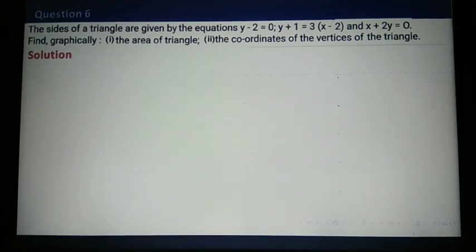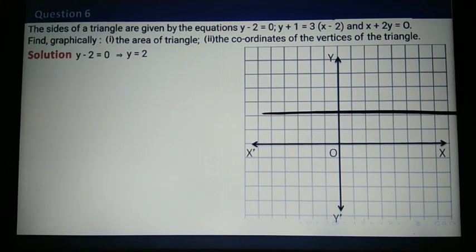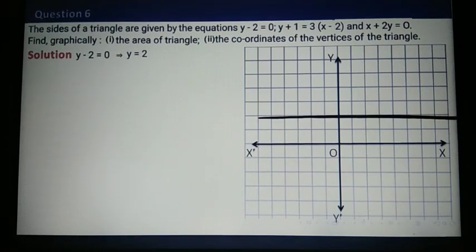So we'll take a graph paper first, draw the x-axis and y-axis, and the three equations will be taken one by one. The first equation is this one, so this can be written as y equals 2. Now we know that y equals 2 is a line parallel to the x-axis, lying at a distance of 2. So this is my 1, this is my 2. This is how my line is going to look, my y equals 2. This represents y minus 2 equals 0, that is y equals 2. So we have drawn the first side of the triangle.